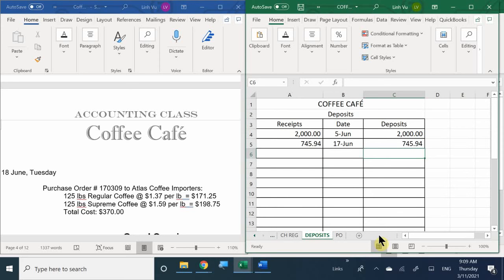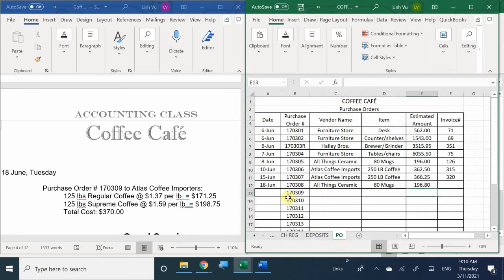Okay, I have no idea who that is. So, we created another purchase order. So, what are we gonna put here? Same day, the 18th. Who did we purchase this from? Atlas. Good. Coffee. Good. For what? What do we buy from them?